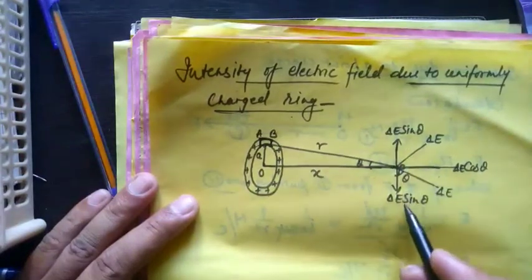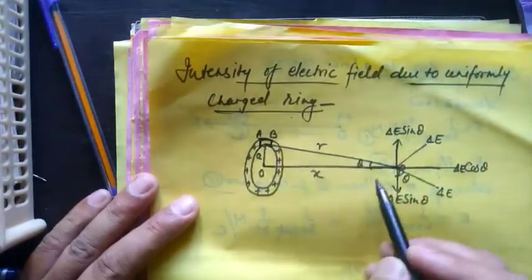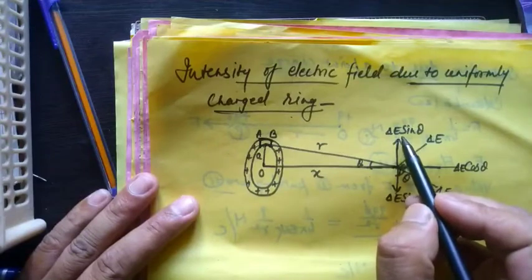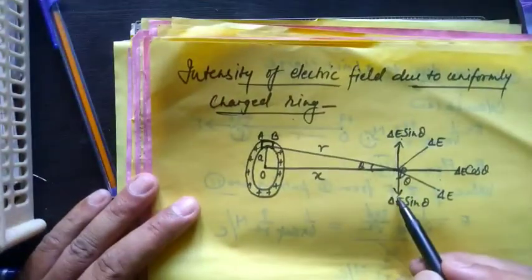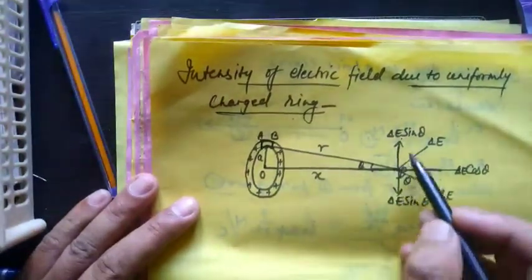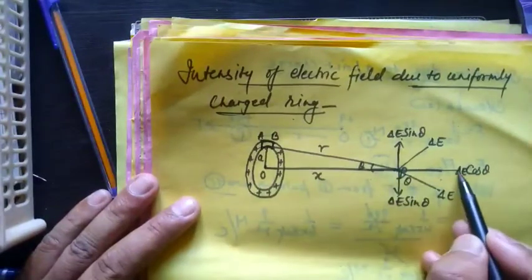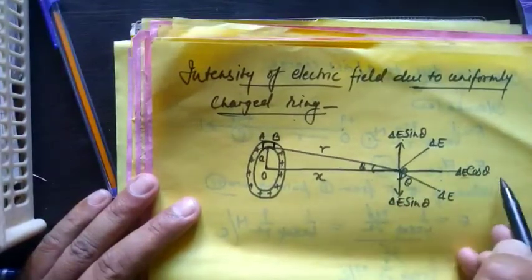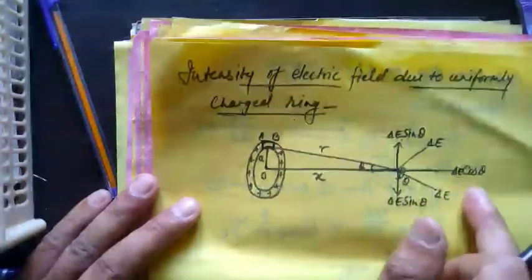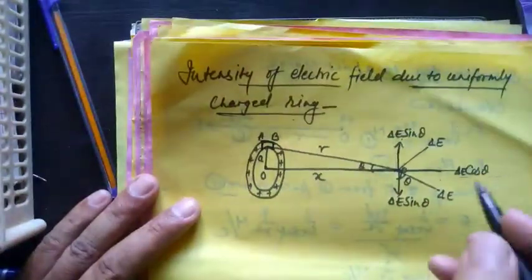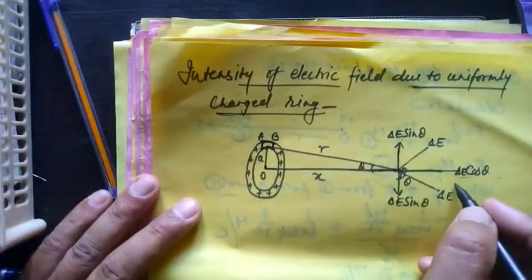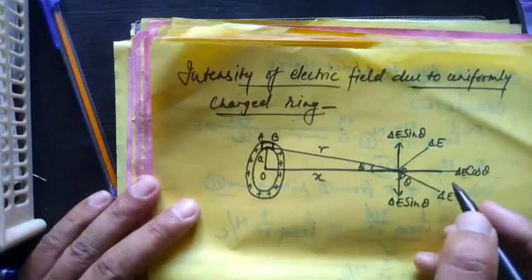The vertical component of this ring is the same here and here, but opposite in direction, so they cancel each other out, and the horizontal component is delta E cos theta.